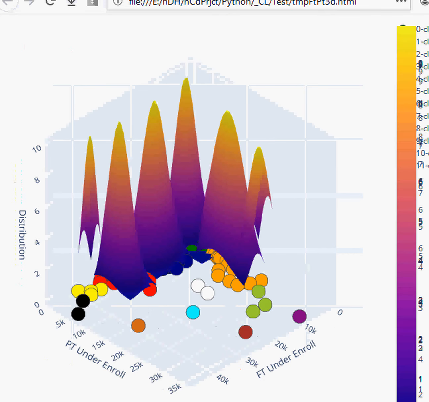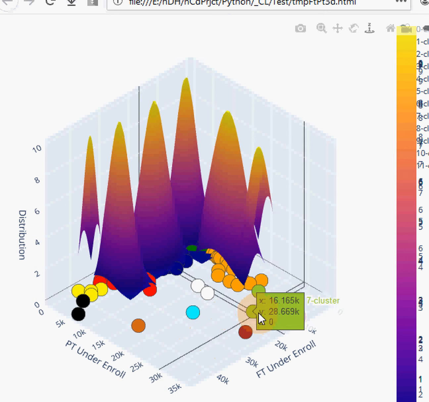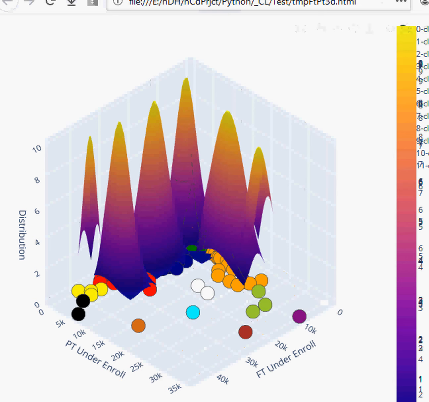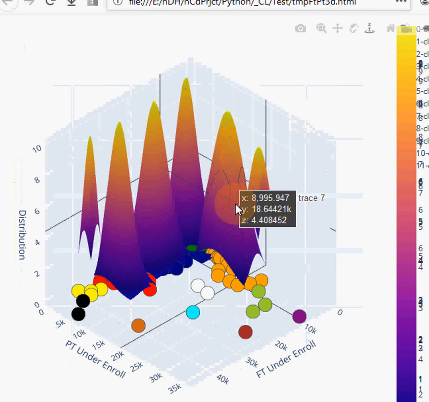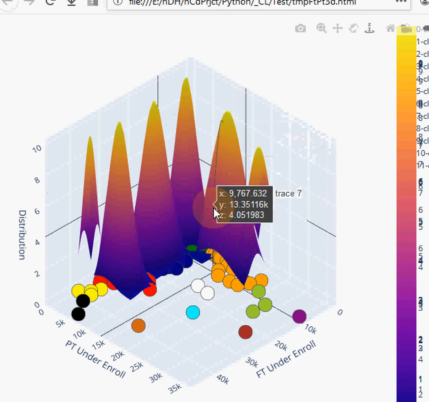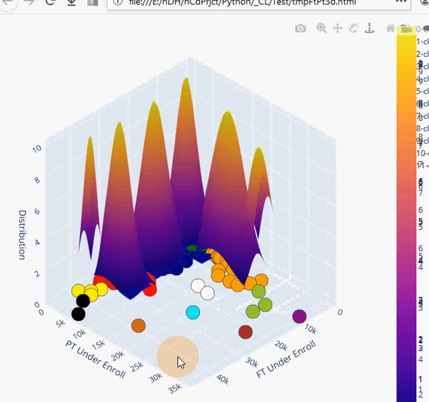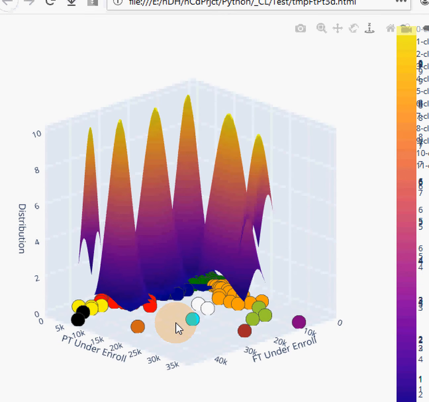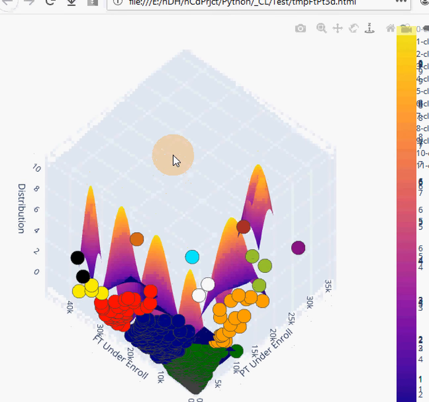Okay, and on this one, again, this is the full-time undergraduate enrollment, and that's the part-time undergraduate enrollment, and basically those are the points. Those are the same data points we saw in the previous pictures, and what we did is we drew a distribution curve on top of that. So those are our distribution surfaces, and of course if you move this you can actually look at it. Okay, you can see it looks like this.